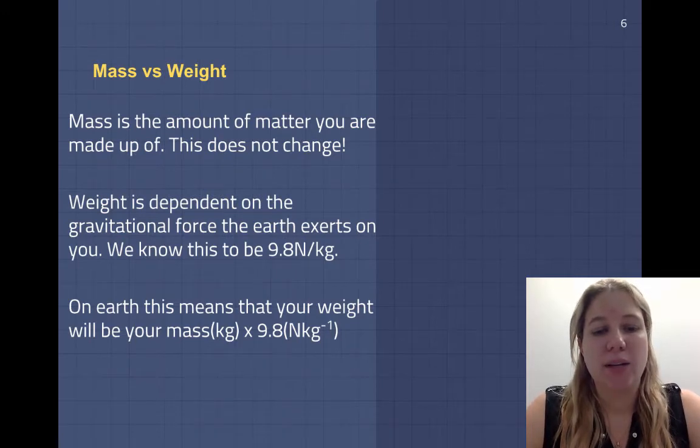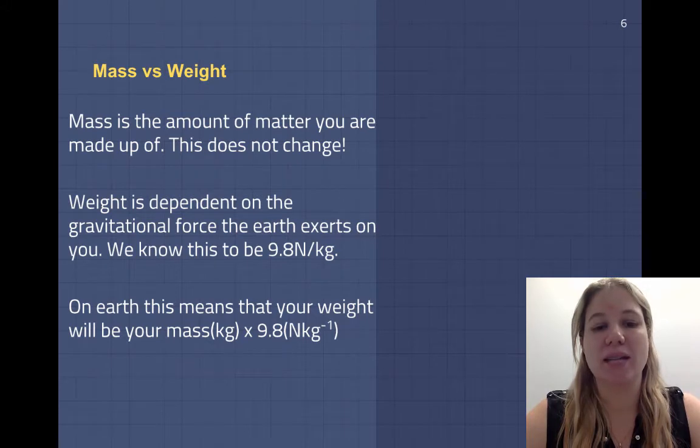Okay, so another really important thing. So mass is the amount of matter that you're made up of, and this doesn't change. So this is important when we're looking at the force of gravity on the object on the inclined plane. Mass and weight are very different. Weight is actually dependent on the gravitational force that the Earth exerts on you.